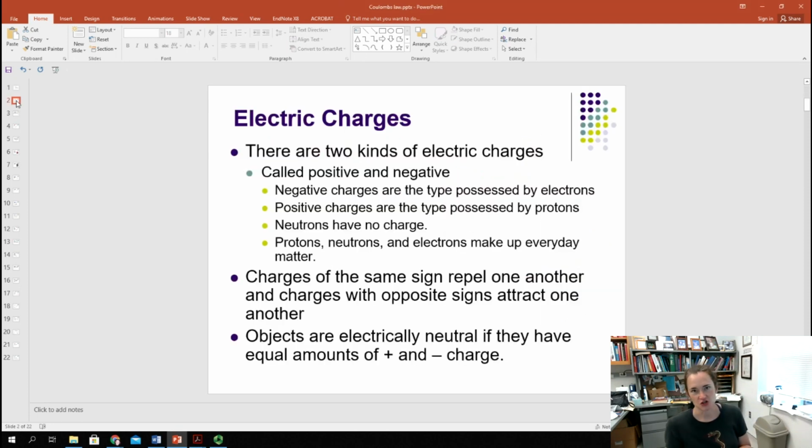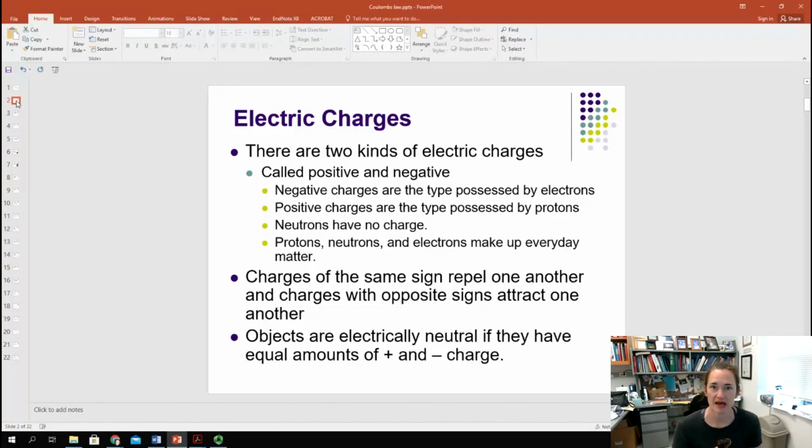So first, electric charge. As you probably heard, there's two kinds of electric charges, and we call that positive charge and negative charge. Positive charges are the kind typically carried by protons, okay? And then negative charges are the kind carried by electrons.